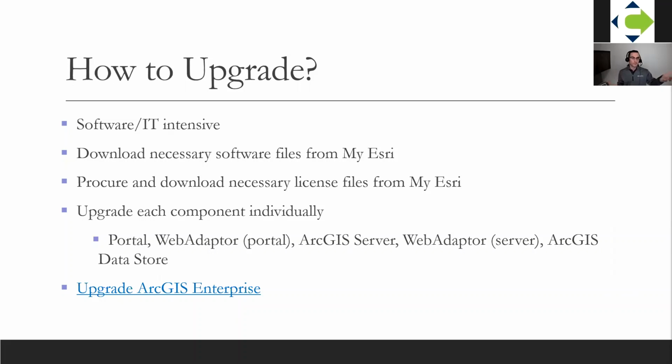And this is the standard rollout of how you upgrade. First, you would do Portal, then Web Adapter for Portal, then Server, and then Web Adapter for ArcGIS Server, and then finally your data store. And obviously there's a lot of different pieces that could come into play given each individual ArcGIS Enterprise deployment, but that's kind of the base thing.